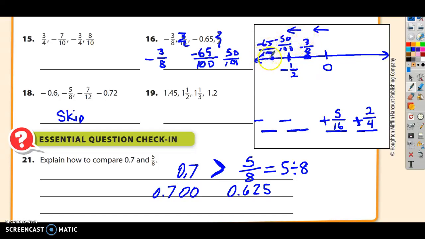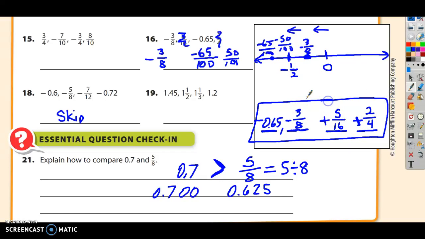Well, that's farther to the left. And again, my whole point is I'm trying to find the number that's farther to the left. So negative 65/100ths, which I'm going to rewrite as a decimal, negative 0.65, is farthest to the left. Then negative 3/8, then 5/16, then 2/4. Here's our answer for number 16. Now, I realize that that is super messy and fairly complicated. But, like I said earlier, we don't shy away from the hard problems. Okay, good job. You are done with page 62.